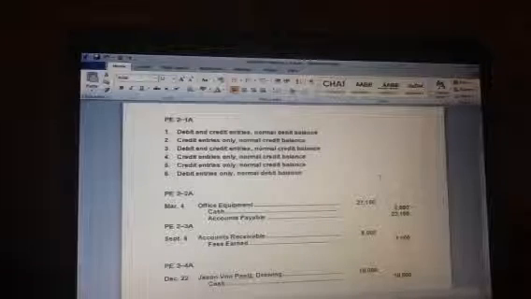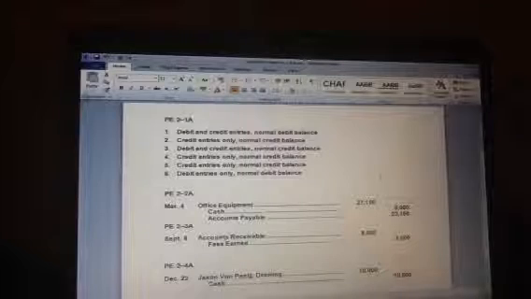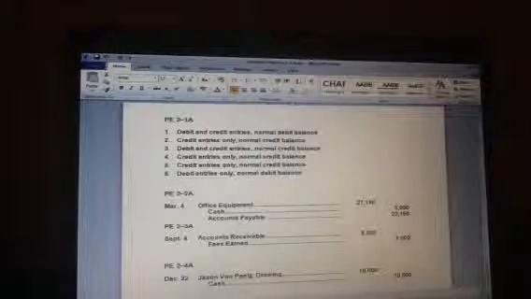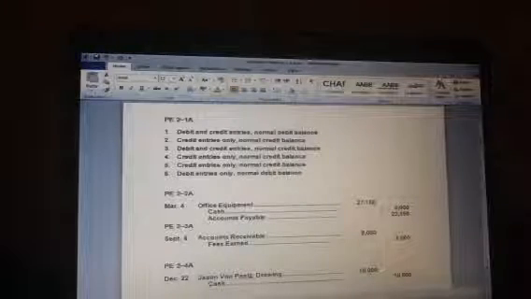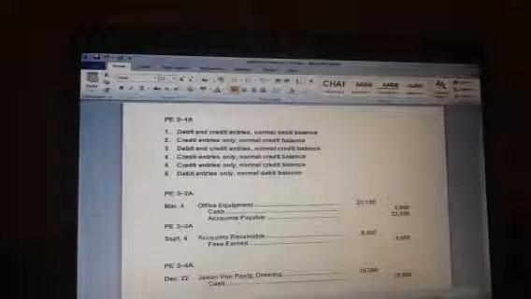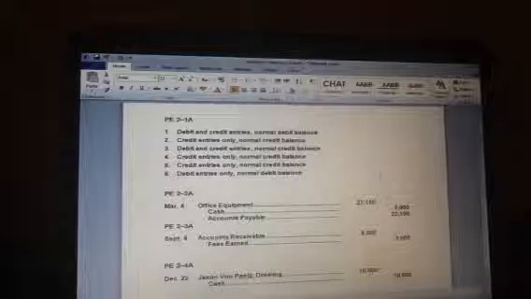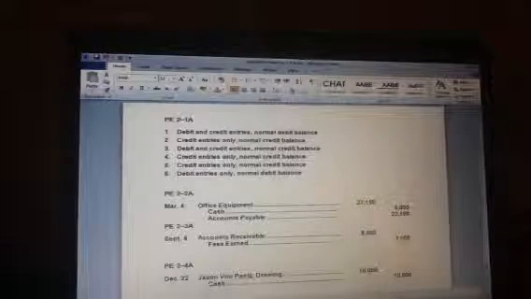Number 2, commissions earned. Commissions earned is a revenue account. Revenue accounts normally have a credit balance, and you would only credit revenue. You would not normally debit revenue, because to credit revenue you would increase it.